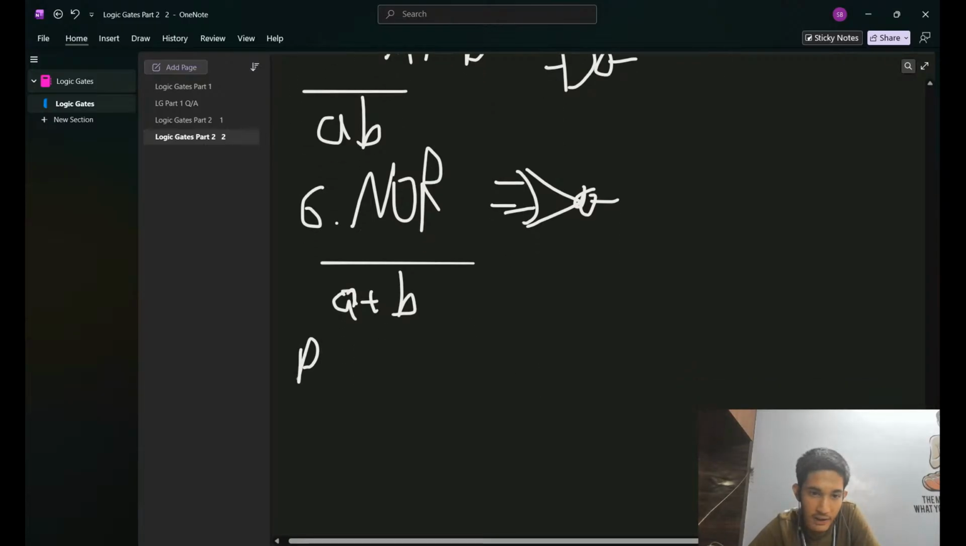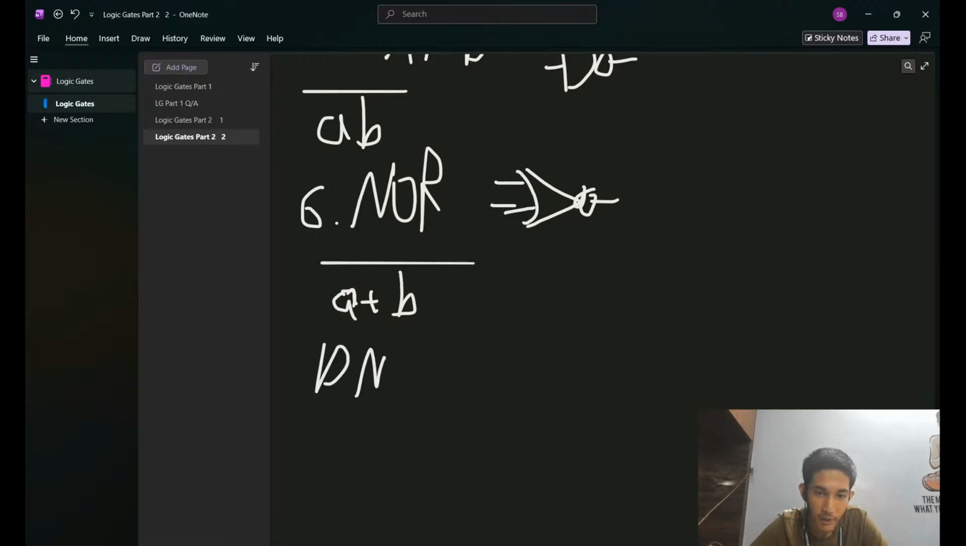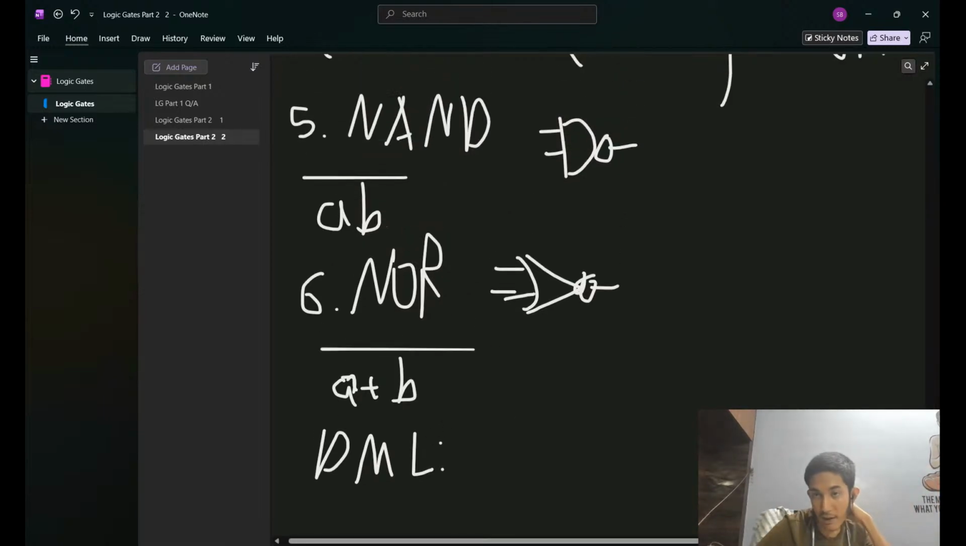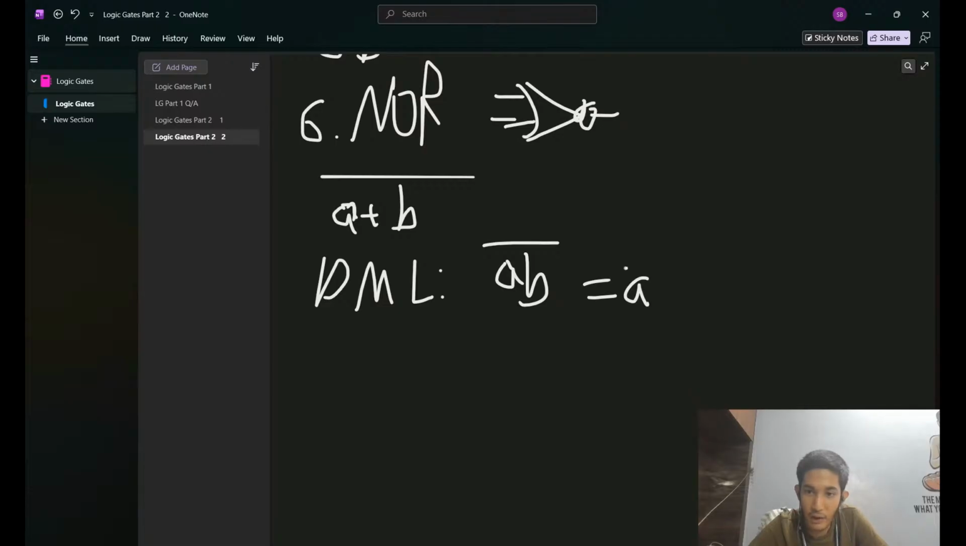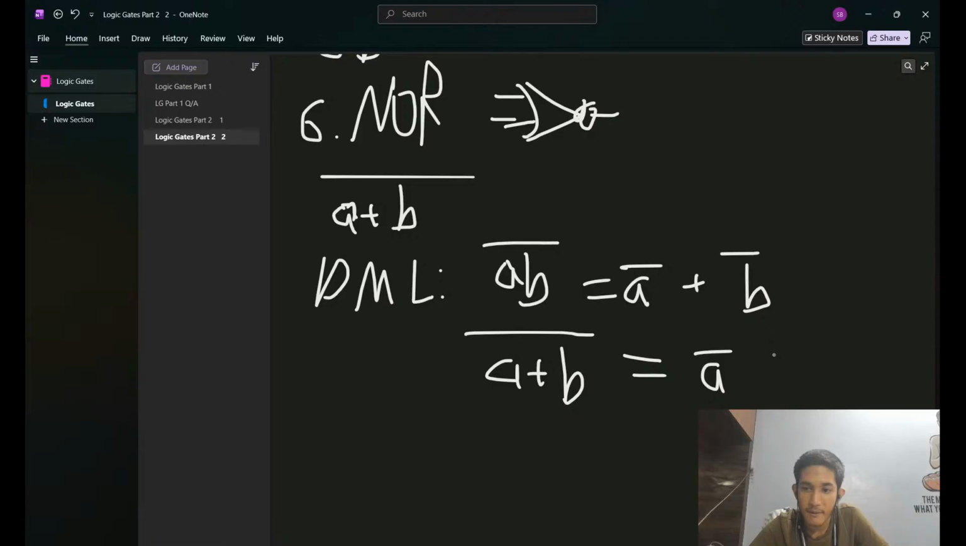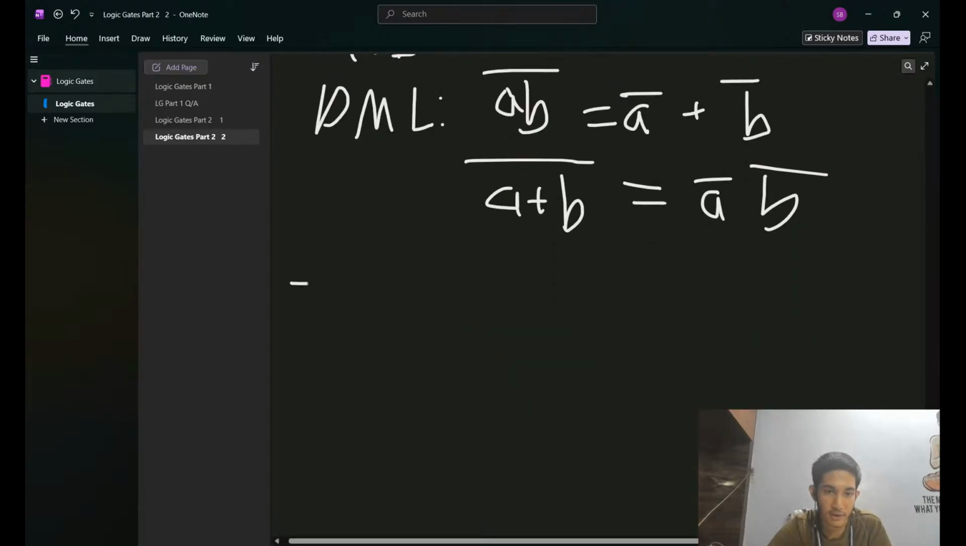Then we took a quick side note onto De Morgan's laws, which show the similarity between and, or, and not. It states that not A and B is the same as not A or not B, while not A or B is the same as not A and not B. Now that's De Morgan's law out of the way. We move on to the seventh one, which is XNOR.